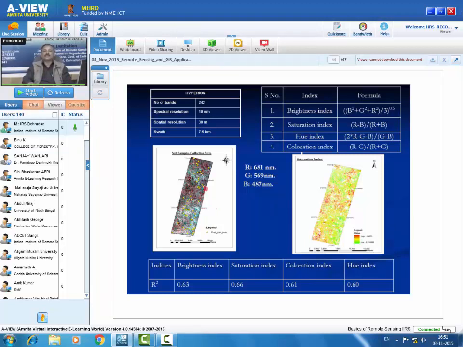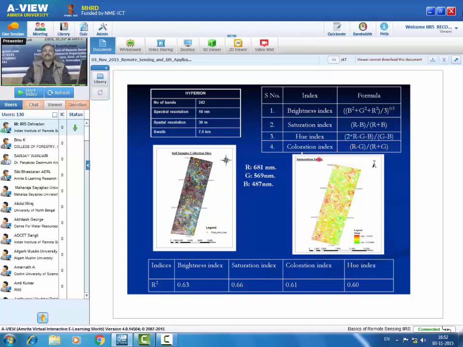First we took samples in the entire area and did a correlation analysis, to find which bands give very good reflectance of the organic carbon. We found three spectral bands, 681 nanometer, 569 nanometer, and 487 nanometer, giving good results. Then using these bands we prepared the indices: brightness index, saturation index, hue index and coloration index. The formulas are given here.